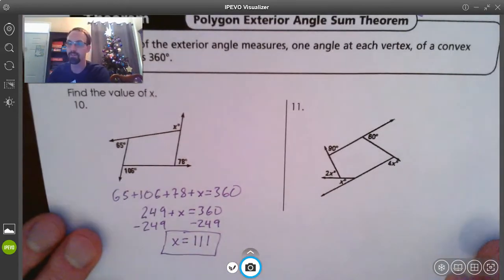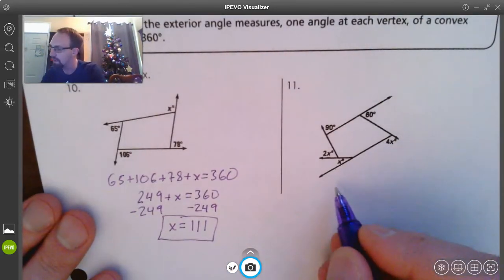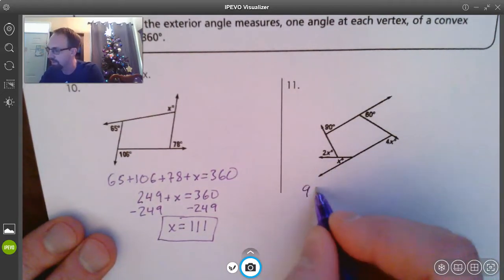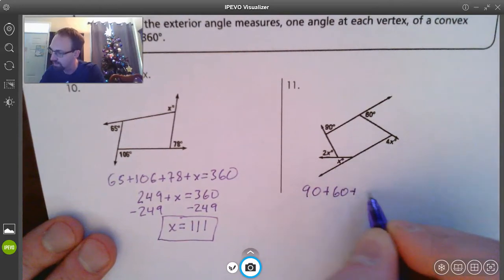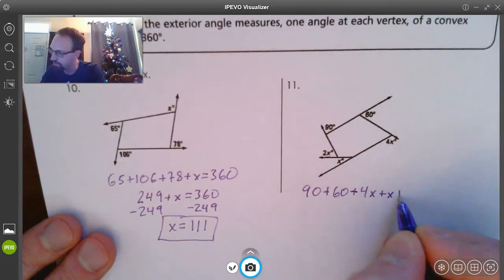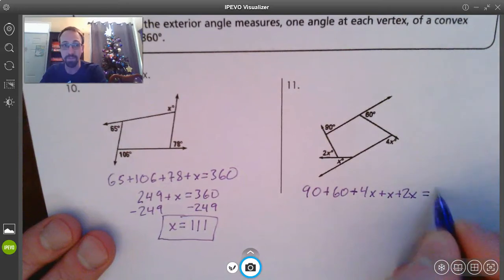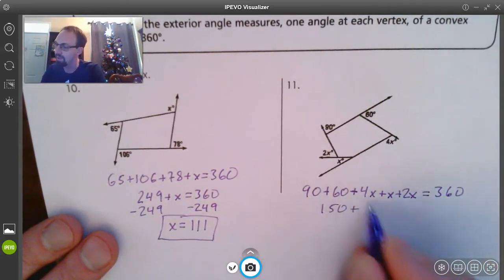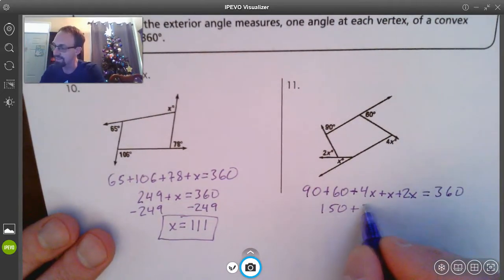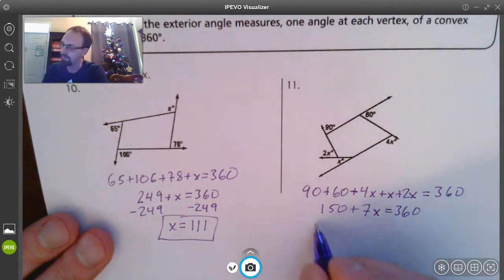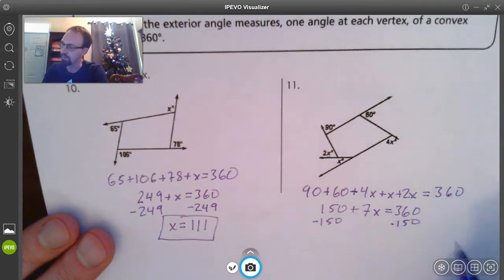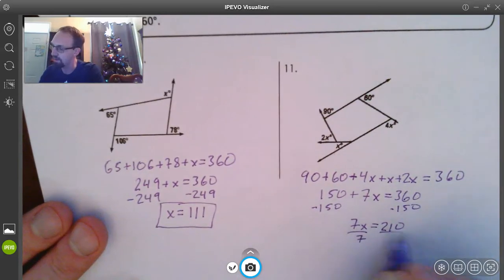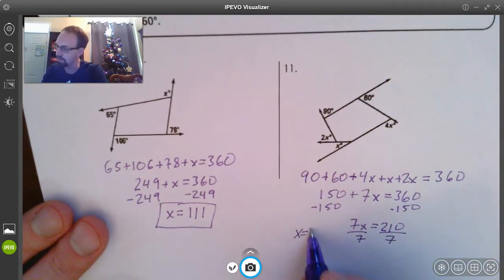And then for this example here, very similar, except now we have a couple of just oddly different things. So if I do 90 plus 60 plus 4x plus x plus 2x, I am still going to sum up to be 360. But now when I combine these, 90 plus 60 is 150, and 4x plus x plus 2x is 7x. So I'm going to have a few more steps to work on for this particular problem. Subtract 150 off both sides, and you get 7x equals 210. Divide by 7, and you get x equals 30.